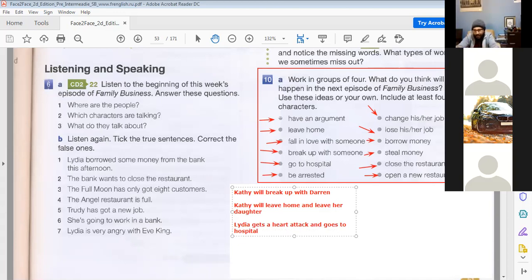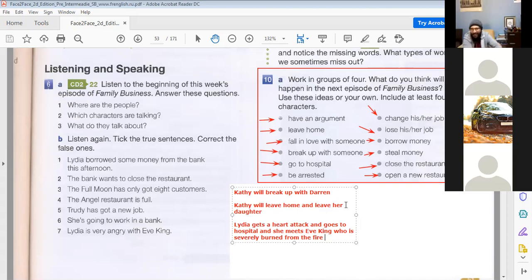And she meets Eve King there, who is severely burned from the fire. And they become friends. No, I'm just joking. Okay, let's think of something else.